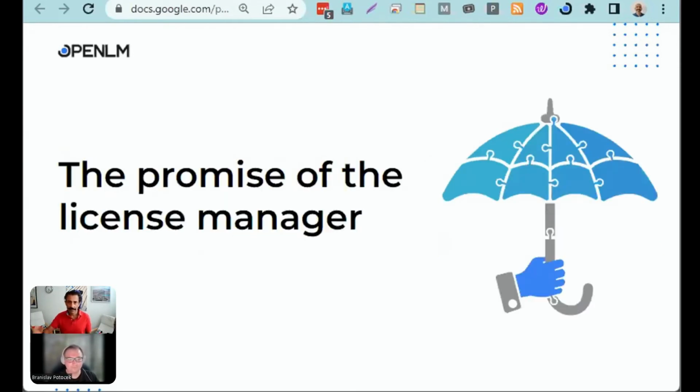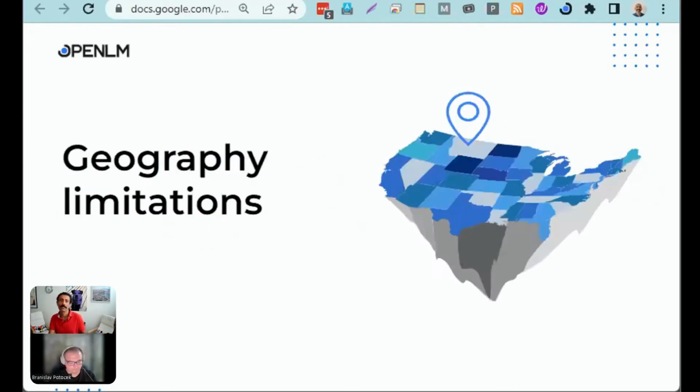compliance? And so the question is, what is the promise of the license manager? What we already agreed is that the license manager is mostly for the vendor, to make sure that you are paying for the value you are getting as a customer. But the question is, can we forget about compliance? And I think the answer is probably not.